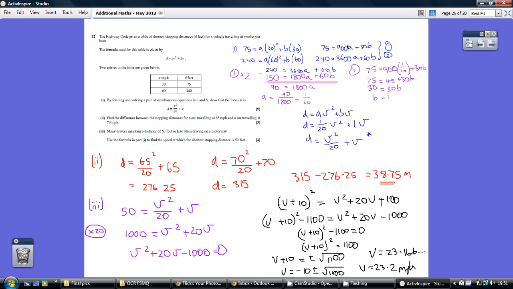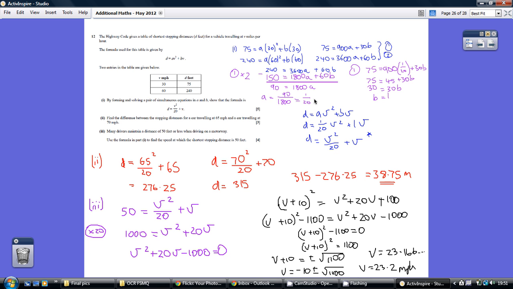So I've chosen to double the first one to line up our B's, and then to take away our second one from this doubled, which is in purple. So then taking them away, I get 90 equals 1800 over A, rearranging A as a 20th, and then substituting that back into 1, we get that B is 1.